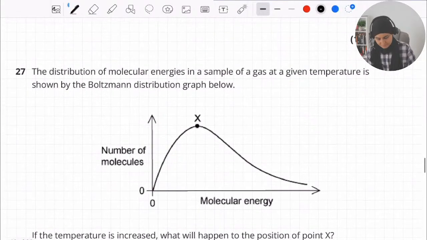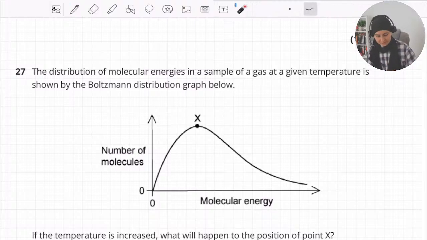27. The distribution of molecular energies in a sample of a gas at a given temperature is shown by the Boltzmann distribution graph below. So, Boltzmann distribution, what does it show? If you had a vessel with a gas and you were able to measure the kinetic energy of every single molecule, and there are billions of billions of molecules, you would get a distribution of energies that would look something like that.